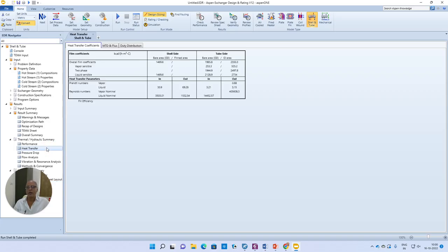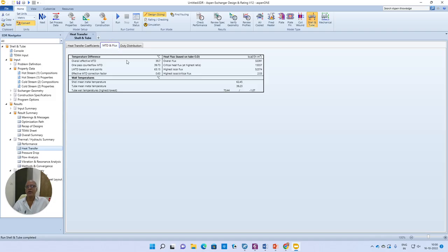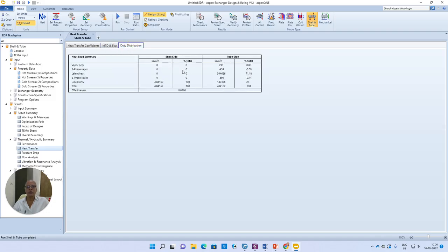So if you try to see now, unlike the case of the model that is available within Aspen, where we were trying to provide a constant value for the overall heat transfer coefficient, here you will actually be calculating the overall heat transfer coefficient, the heat transfer coefficient on the shell side and also on the tube side, and the corresponding numbers on both sides. So you can also see the MTD, LMTD, flux, duty distribution, and so on. Just go through these data.